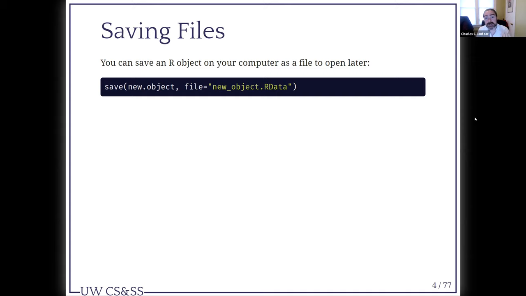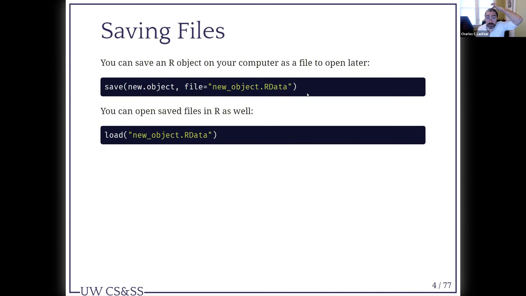Okay. So you can save an R object on your computer by saying save, the name of the object you'd like to save, and then file equals a file name or path. So here I've just said I want to save this as new.object.rdata and it's going to save this file as this. You can open up these saved things using the load function. I could say load new.object.rdata and it will load up this thing and you would see new.object appear in your global environment and you'd be able to access it and use it.